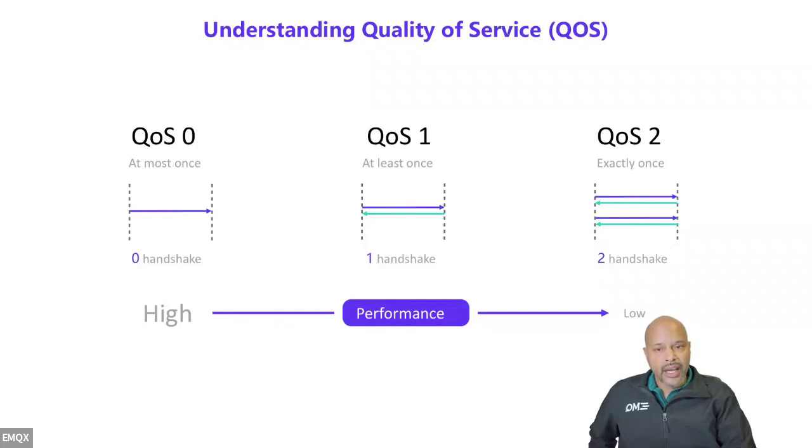QoS 1, at least once, ensures message delivery, and I'll show you how it ensures that. But it can produce some duplicates, and that's where QoS 2 comes in. There are some additional handshakes, as you can see in the interactions here, that are able to perform deduplication to make sure that we only receive our message once, exactly once.